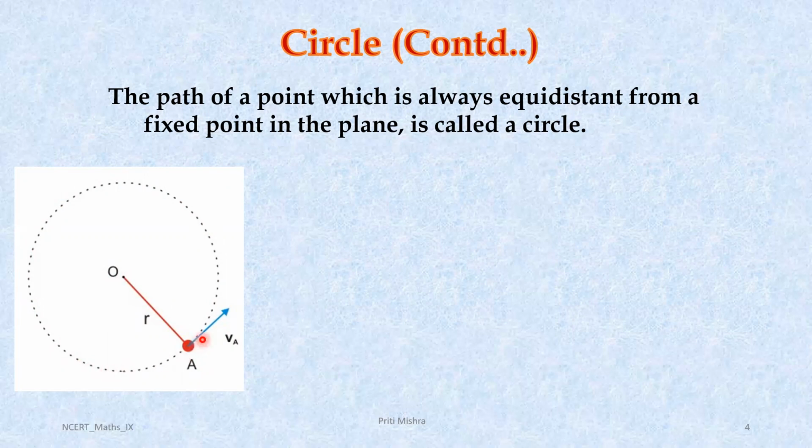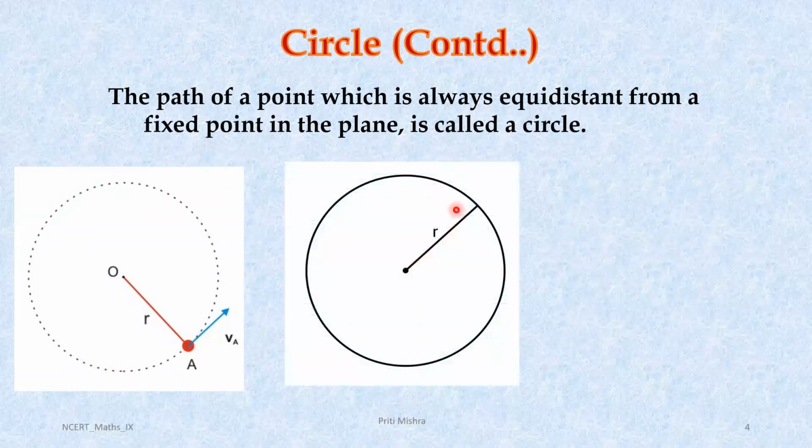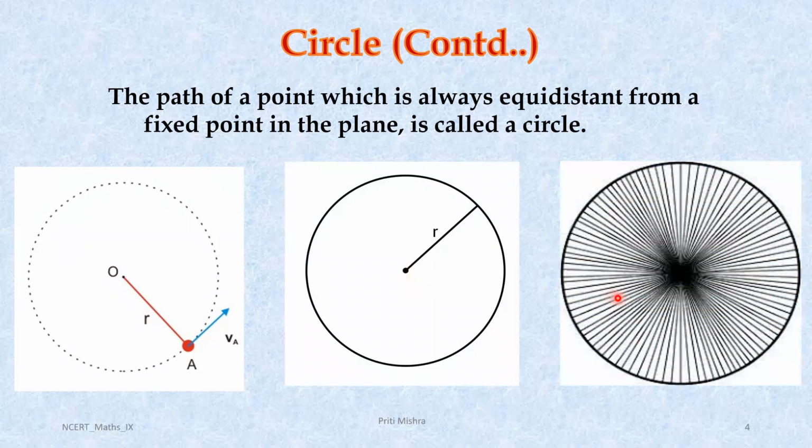So after joining all these points, you are getting a figure which is a circle, and the distance joining the fixed point and any point on this path is known as radius, and radius is denoted by the letter R. The fixed point is known as center, right? And I just want to show you that the distance from the center and any point on this circular path you can see is always same.